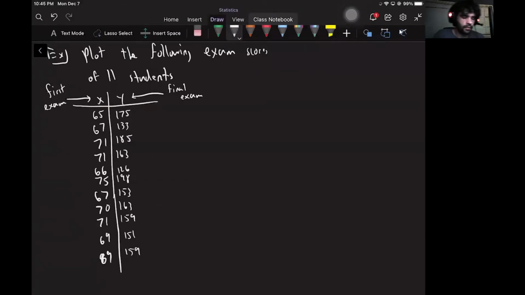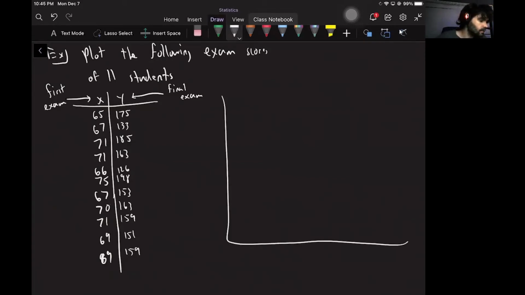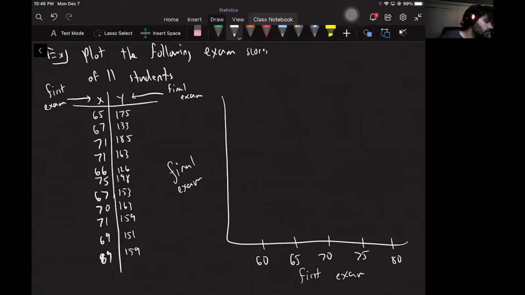Okay, so here are the exam scores, and I'm just going to make a scatter plot, so nothing too fancy. I'm putting their first exam on the X axis and their final on the Y axis. It's not in a good order, so you have to go through it and see that it might be a good idea to start at 60 and count by 5s down here. And for the final, I'm going to count by 50s.